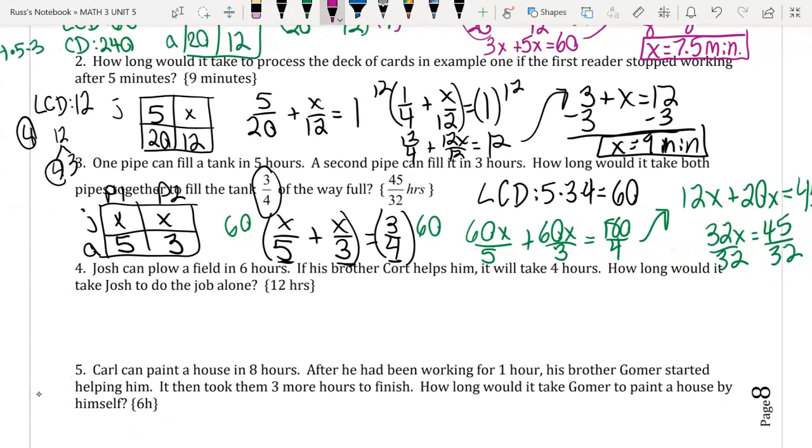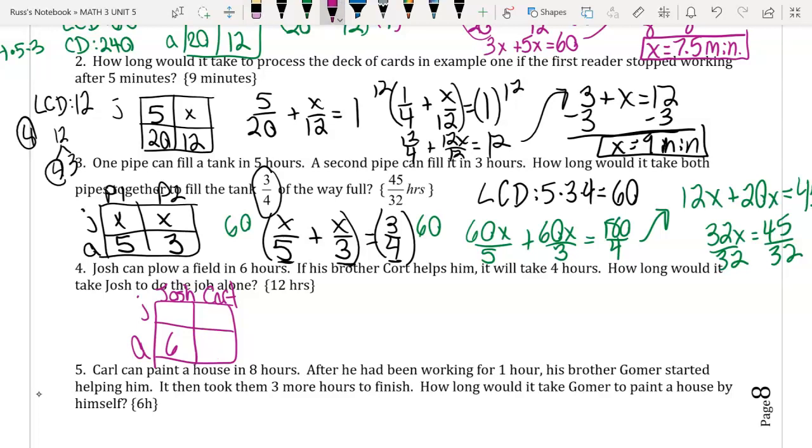All right. Two more. Okay. So joined, alone. So Josh. Okay. Court. That's my brothers, by the way. There you go. Courtney and Josh. Okay. Josh can plow a field in 6 hours. Court can plow it in 4 hours. How long would it take Josh? Oh, sorry. I just started filling stuff out. Sorry. I read poorly. Look what it says.